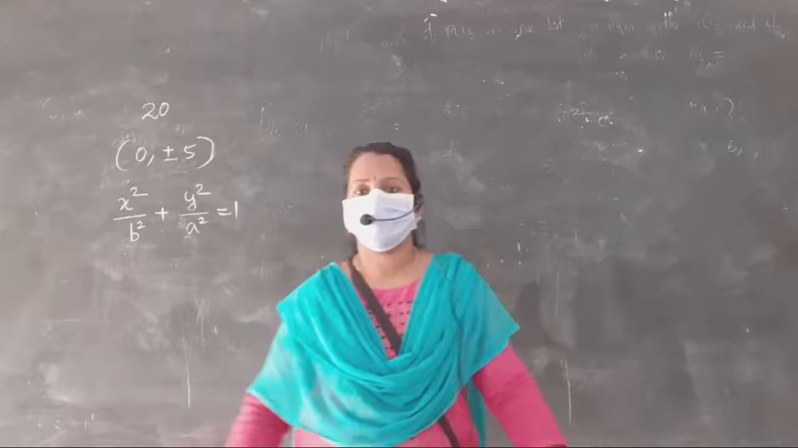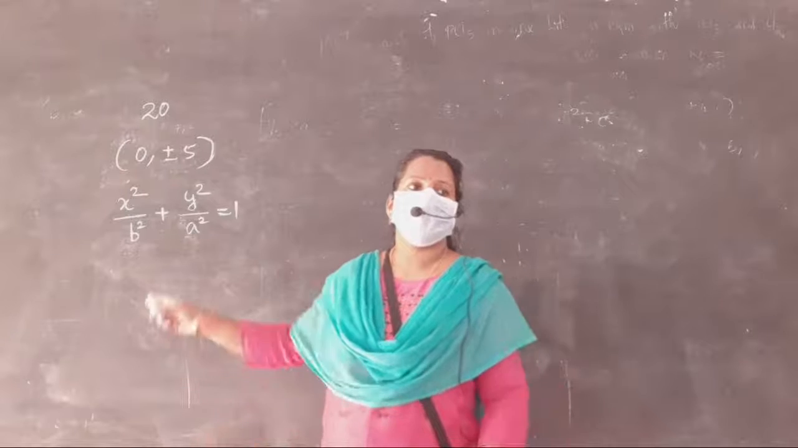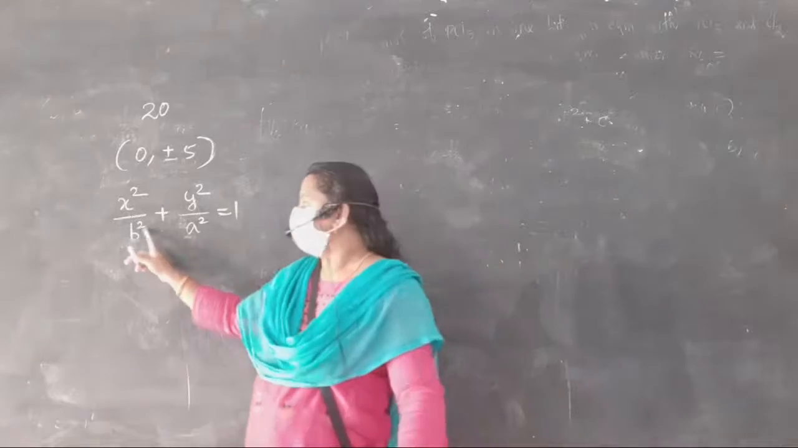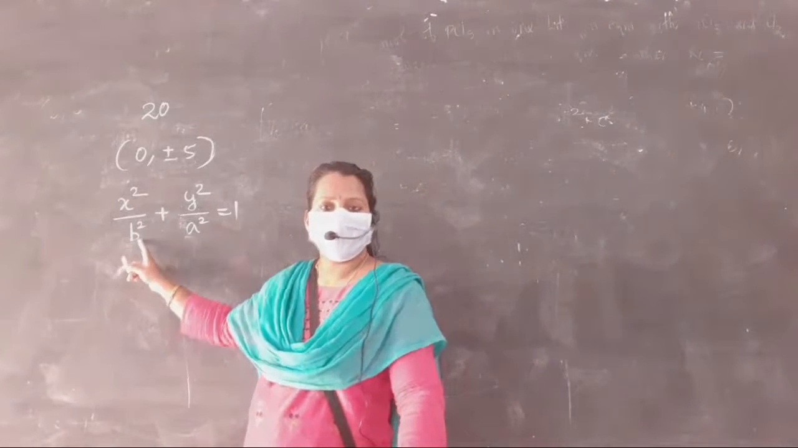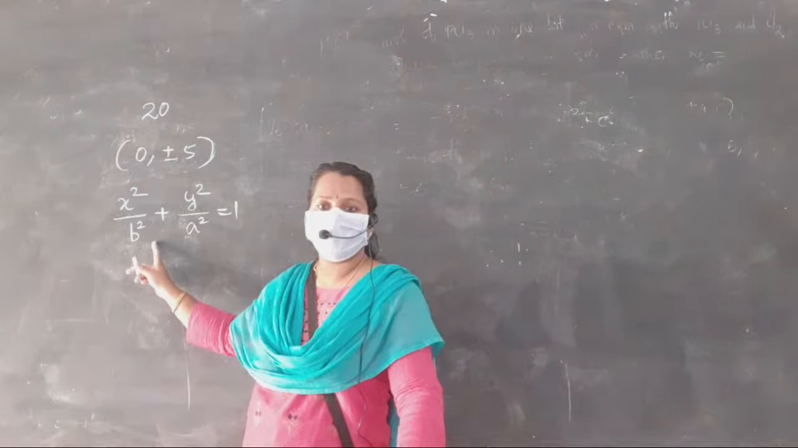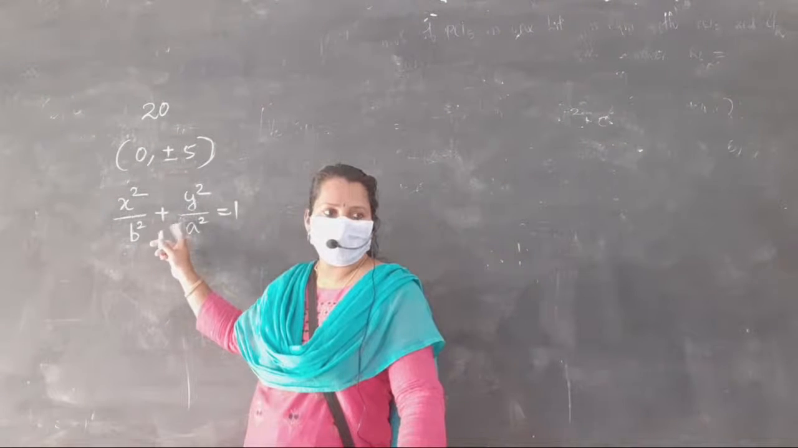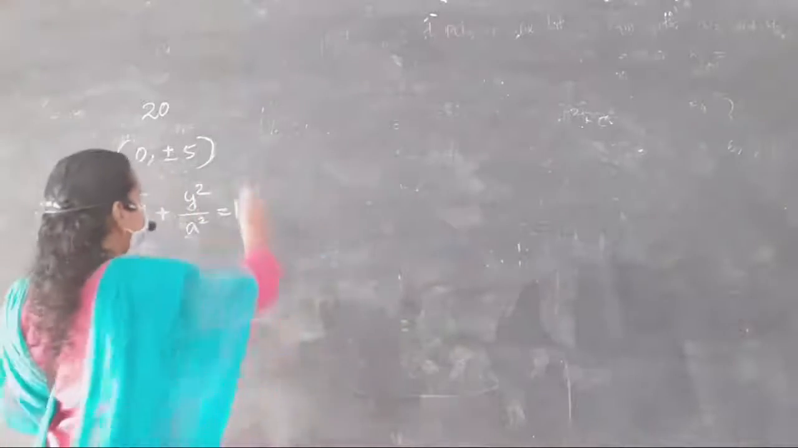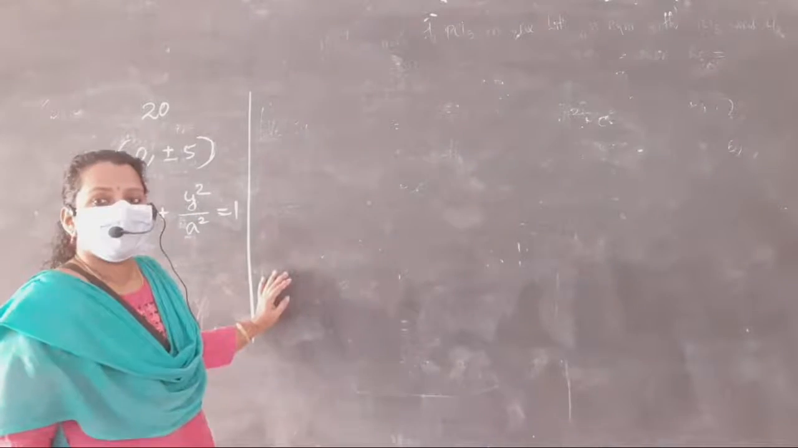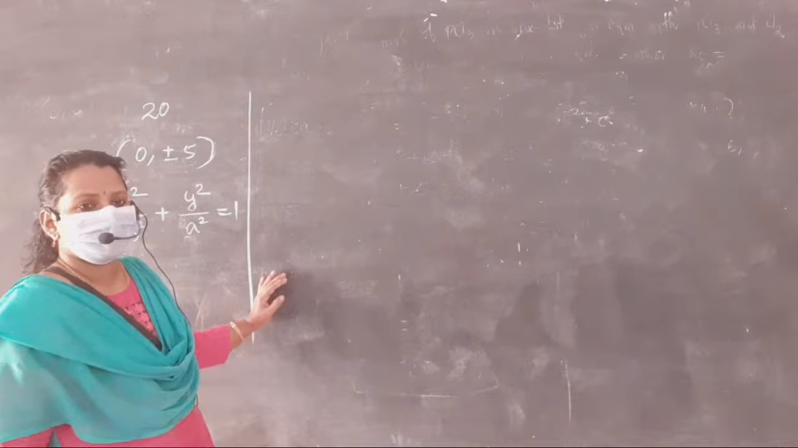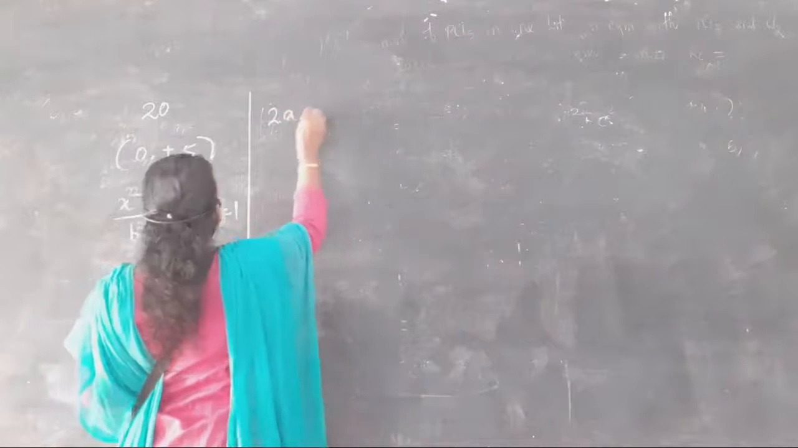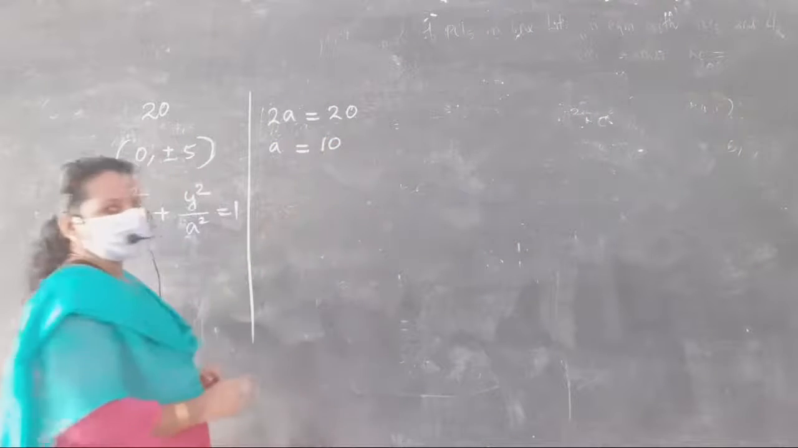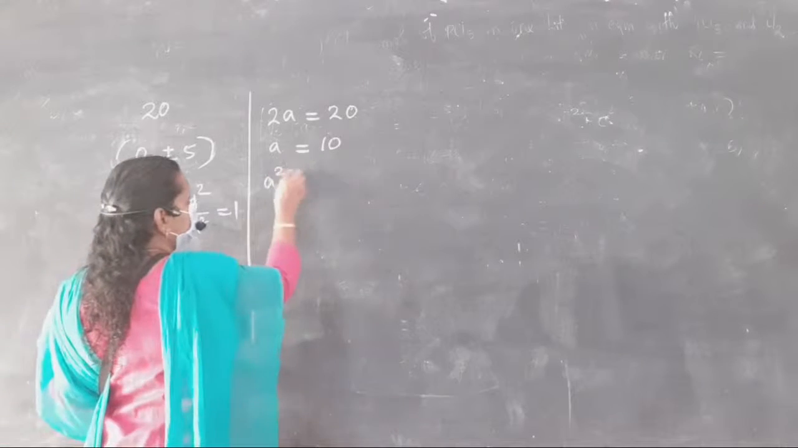the equation of an ellipse is x square by b square plus y square by a square equal to 1. Okay, let's find a square and b square. Two conditions are given. First, the length of major axis. What's the length of major axis? 2a. Given 2a equal to 20, then a equal to 20 by 2, 10.